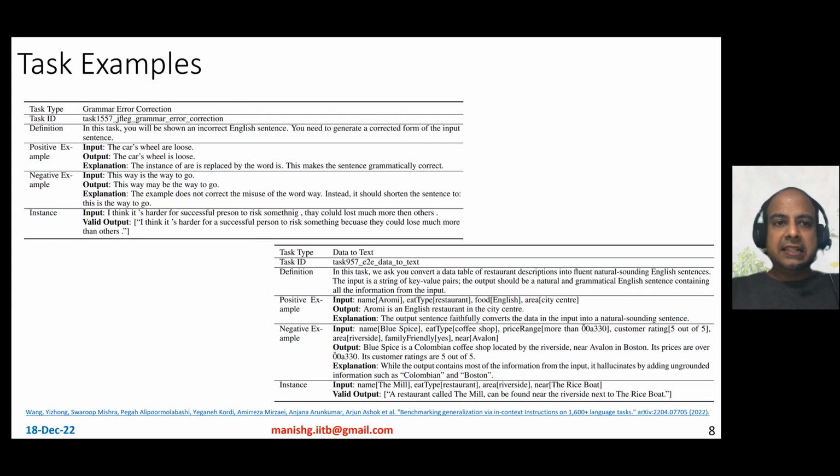There are other tasks like grammar error correction. So you are given an input sentence with incorrect grammar, and you have to output a sentence with correct grammar. Or data to text kind of tasks where you are given facts about some entity, like Aromi is the name of the entity, it's a restaurant, and you eat English food, and it's in the city center area, and you must come up with a natural language 1 sentence description which encapsulates all these facts nicely. It's also called fact to text or table to text or data to text, right? Aromi is an English restaurant in the city center.